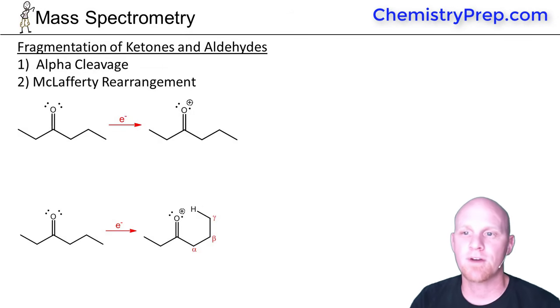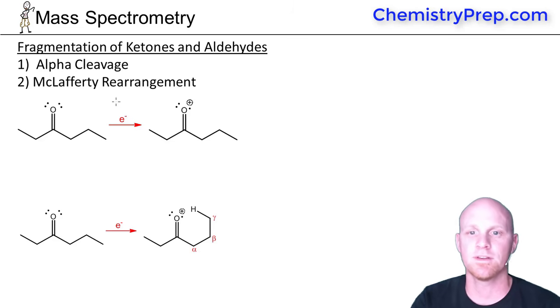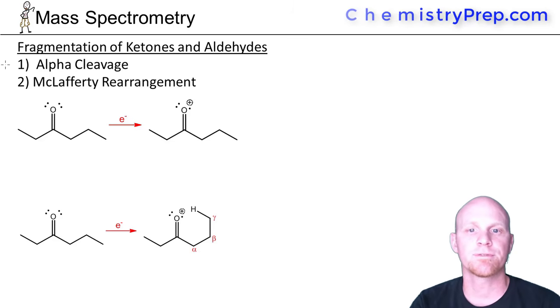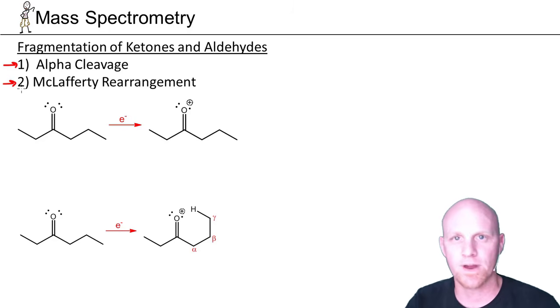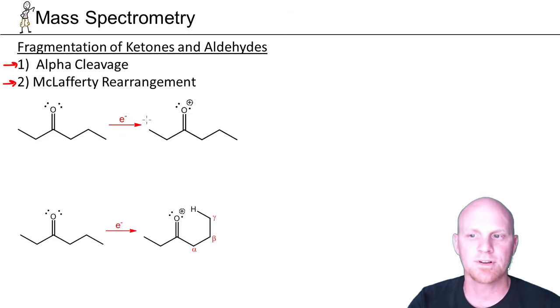So now we'll take a look at the fragmentation patterns for ketones and aldehydes, and this will be the most complicated one we see. The first is going to be alpha cleavage, and we've seen examples of that already. It's very similar. But the second is not going to be similar. This is going to be the McLafferty rearrangement, and it's a little bit of a pain in the butt. We'll spend just a little bit of time on that one, but let's look at that alpha cleavage first.